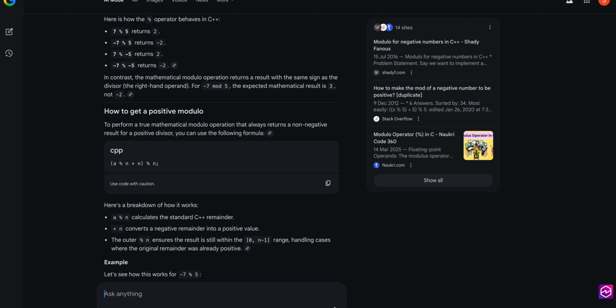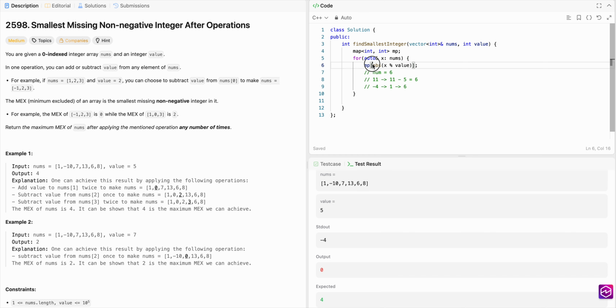A modulo n plus n modulo n, yeah, that was that. So it should be x modulo value plus value modulo value, something like this. So -4 modulo 5 is -4, and then we add a 5 to it, so it will become 1. So yeah, that's why it works. So we'll be doing that only for us, and we will just see if we are able to formulate this value for ourselves.